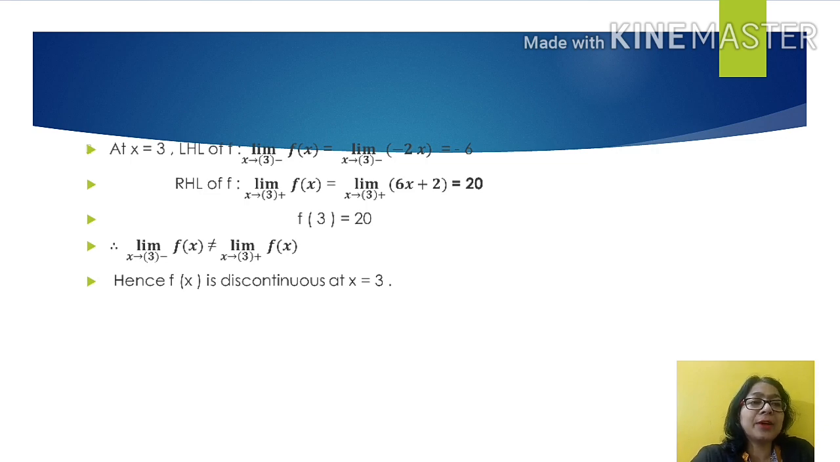if x greater than or equal to 3, we have to consider the function as 6x plus 2. So 6 into 3 plus 2, that is 18 plus 2, 20. So here we can say clearly that left hand limit and right hand limit at x equal to 3 are not equal. So the function is discontinuous at x equal to 3. So in this type of sums, if many discontinuities you have to check, then you have to go for many points. Okay.